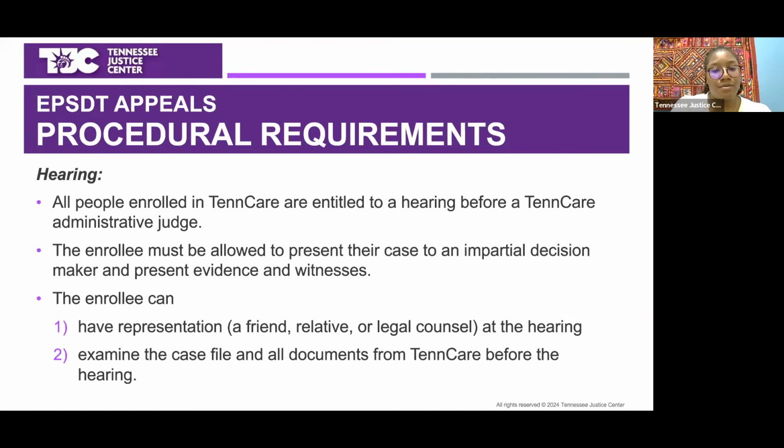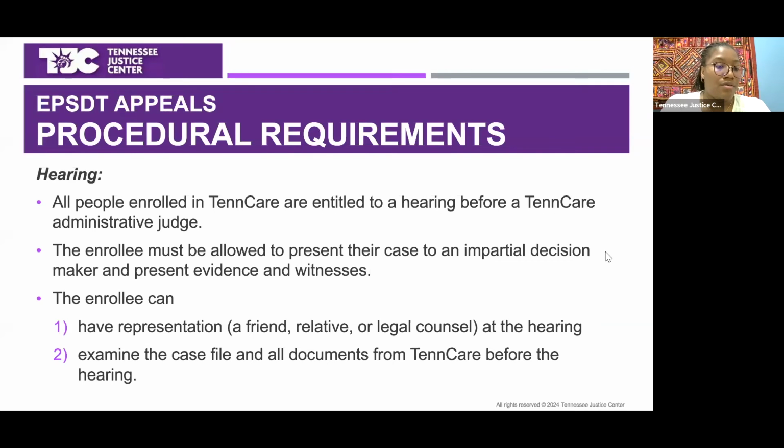So you're entitled to a hearing before a TennCare administrative judge, and this is essential. You'll have a chance to present your case to an impartial third party, an impartial decision maker. You can present evidence again about what conditions the person is facing, any kind of supporting medical information, financial information, whatever you think might be relevant in the case. You can also have witnesses that can speak to the medical condition and, as is typically the case, the consequences if this care is terminated. So you have the chance to offer witnesses and evidence in the appeal.